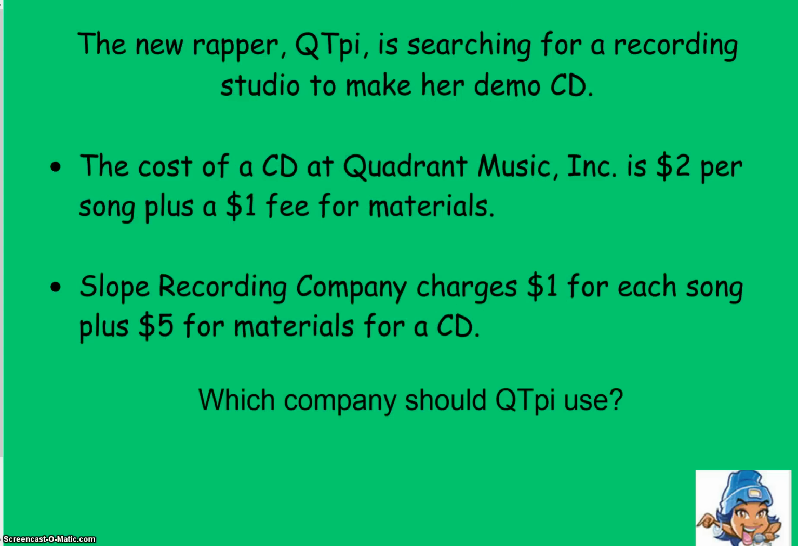So the new rapper, QTPI, is searching for a recording studio to make her demo CD. The cost of a CD at Quadrant Music Incorporated is $2 per song, plus a $1 fee for materials. Slope Recording Company charges $1 for each song plus $5 for materials for a CD. And eventually we want to figure out which company QTPI should use.